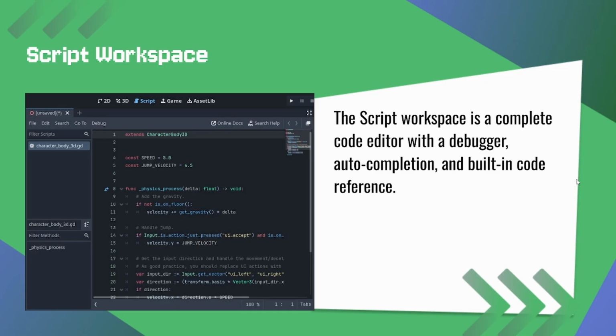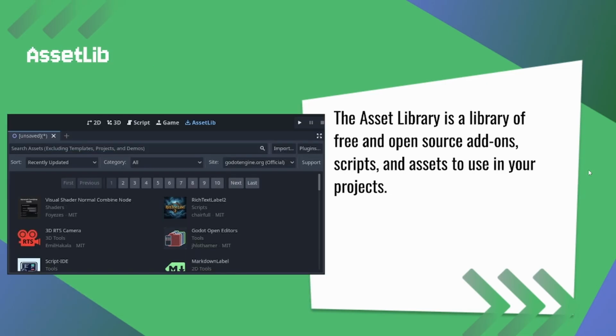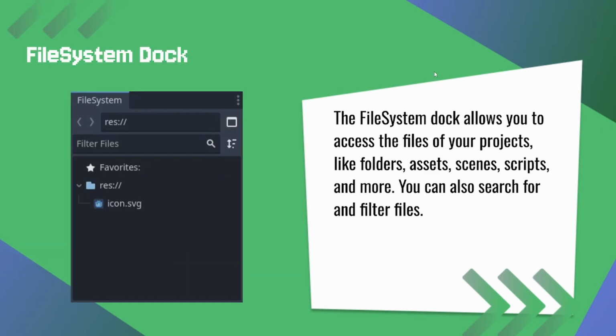So that's pretty useful. The asset library is a library full of free and open source add-ons, scripts, and assets to use in your projects. So these are tools made by the community for specific things, like maybe dialogue systems or terrain. Yeah, you could also find these online as well. All right, so let's move on.